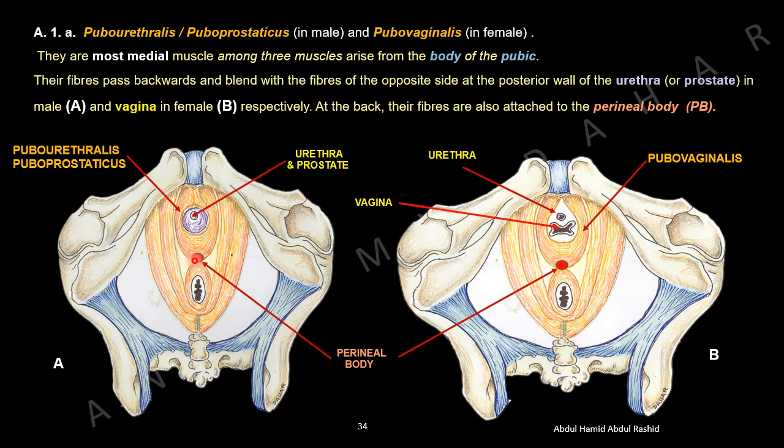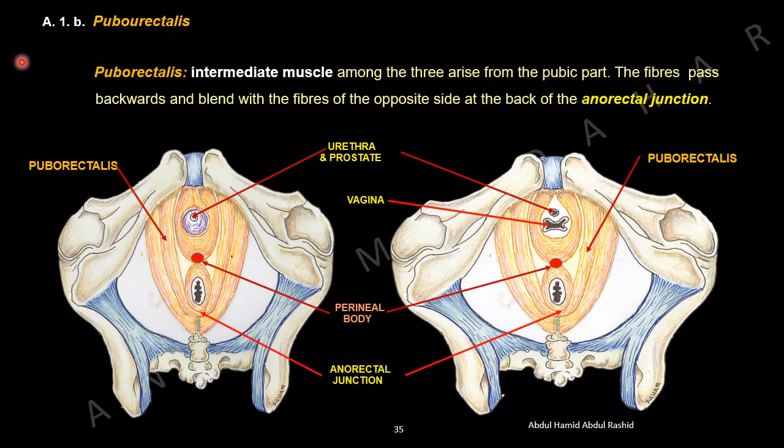These fibers will also be attached to the perineal body at the back. Puborectalis muscle. Puborectalis muscle is the intermediate muscle among the three that arise from the pubic part. The fibers pass backwards and blend with the fibers of the opposite side at the back of the anorectal junction. This is the anal canal, so this is the anorectal junction behind here.